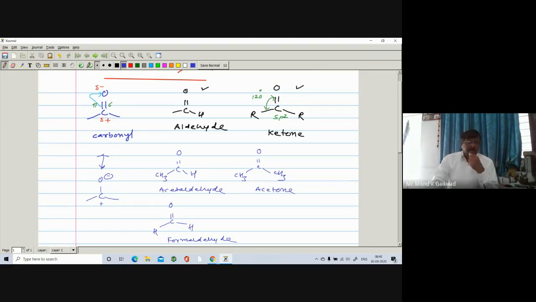Now, if you see the dipole moments of these, acetaldehyde has a dipole moment of 2.73 Debye. Formaldehyde has a dipole moment, mu, equal to 2.3, and acetone has a dipole moment of 2.8.